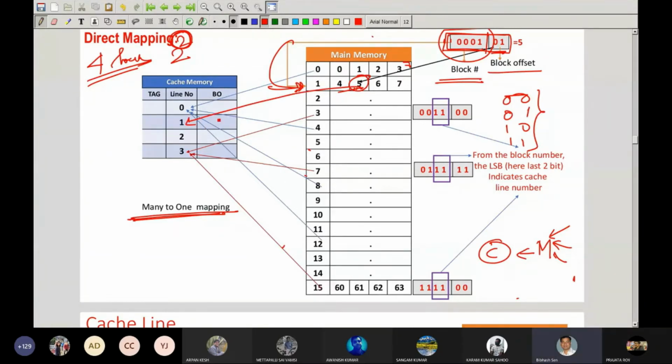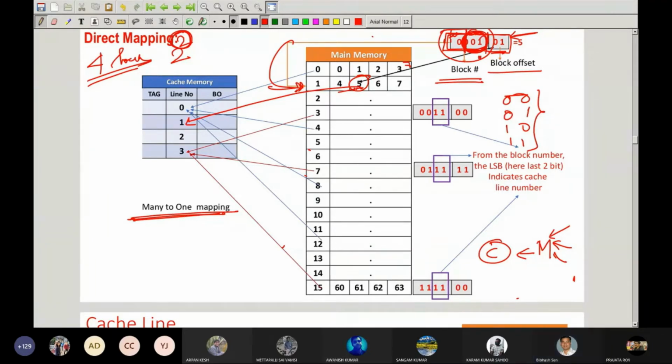5 will be loaded at this location, because you see its offset value also. Offset value will help you. Sorry, offset is not in main memory. You will separate the cache line and tag bit. So the cache line value will specify which cache line it will be stored in.